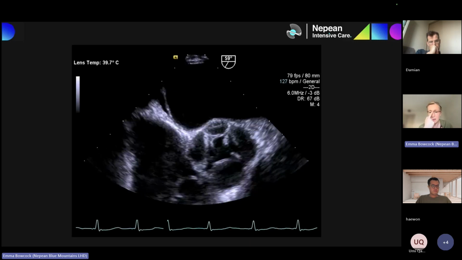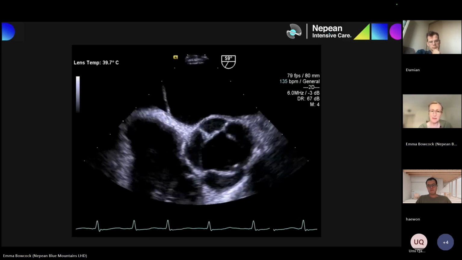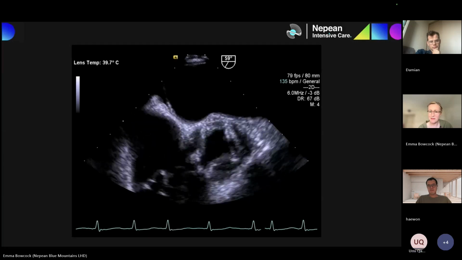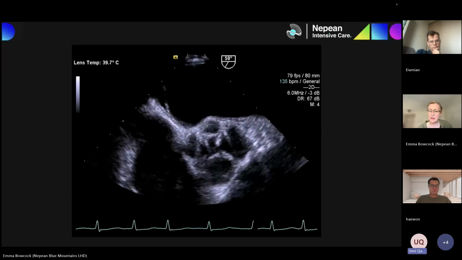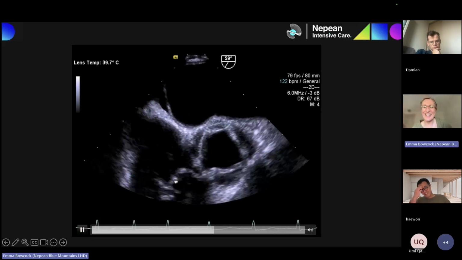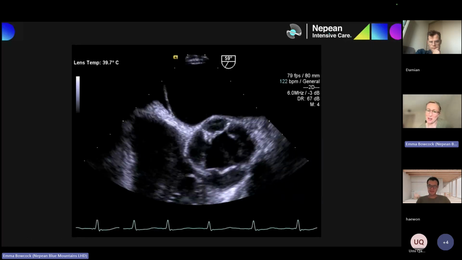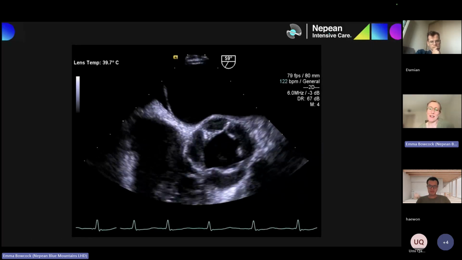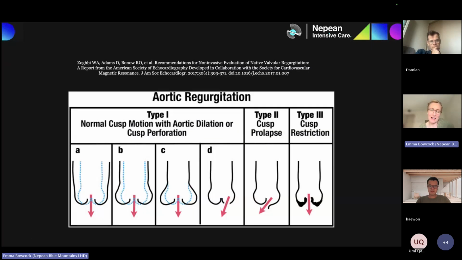Does anyone know what this is? Leaflet. What's that? Sorry. I don't know what's the word, but there's 4. Yeah, that's why. Yeah. No, very, very nice. This is a really rare quadricuspid valve. So whenever you have an aortic valve talk, you always try and get that in.